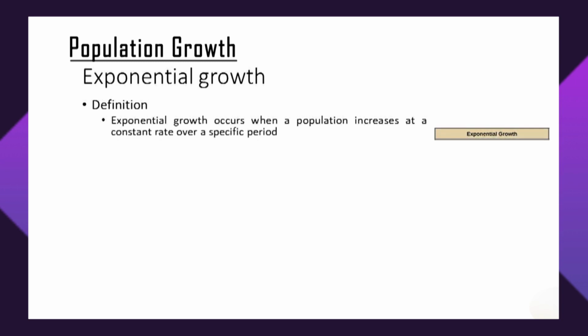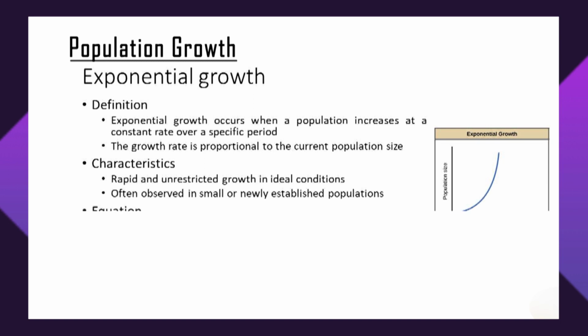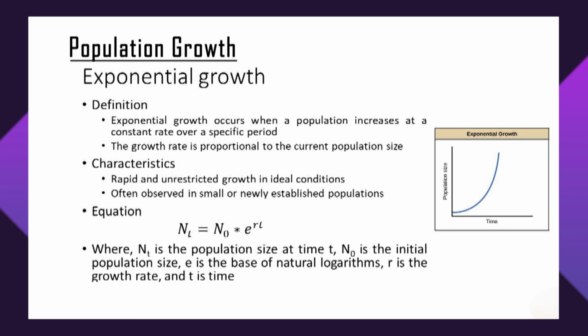Exponential growth occurs when a population increases at a constant rate over a specific period. Growth is proportional to the current population size. So what are the characteristics of this type? It shows rapid and unrestricted growth in ideal conditions. It is often observed in a small or newly established population. The equation associated with this is that N(t) is proportional to a constant called the rate constant and the initial population size.